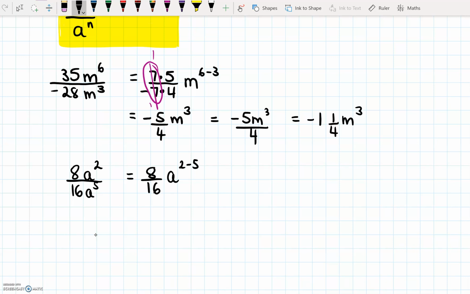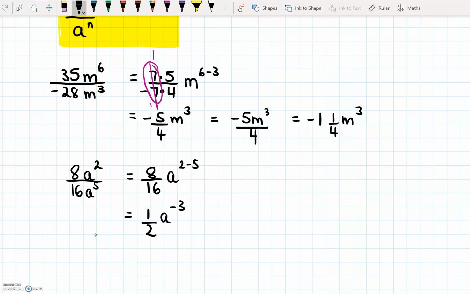Please be careful with this, because some of you will go, oh, that's a cubed, done. Except it's not a cubed. Firstly, 8 over 16 is 1/2. And then we have a to the power of minus 3. So you just have to be careful there, because we are doing the top one minus the bottom one.